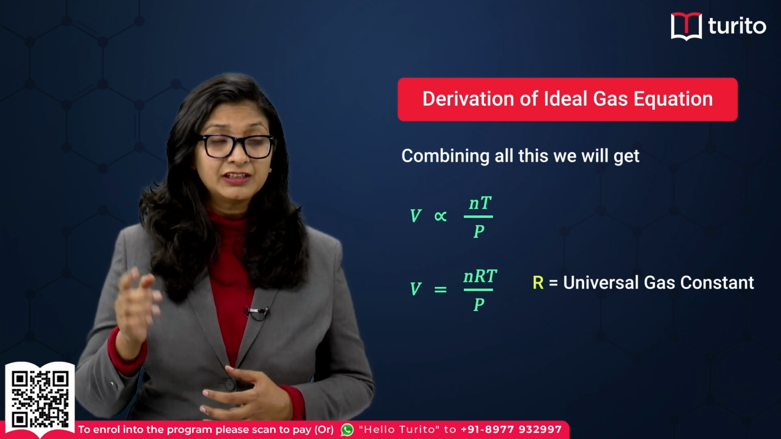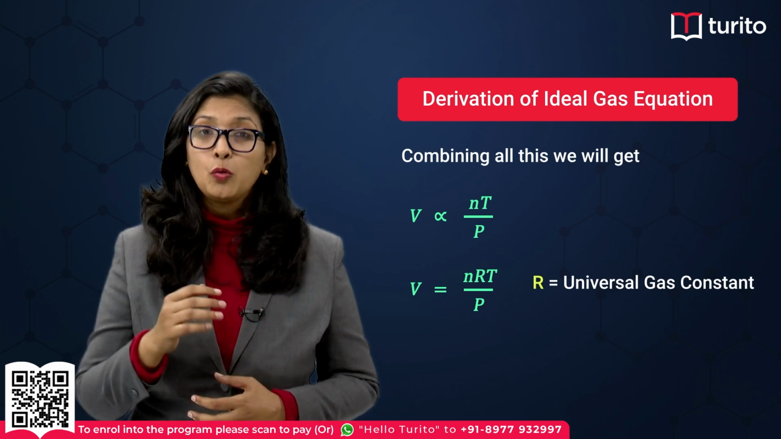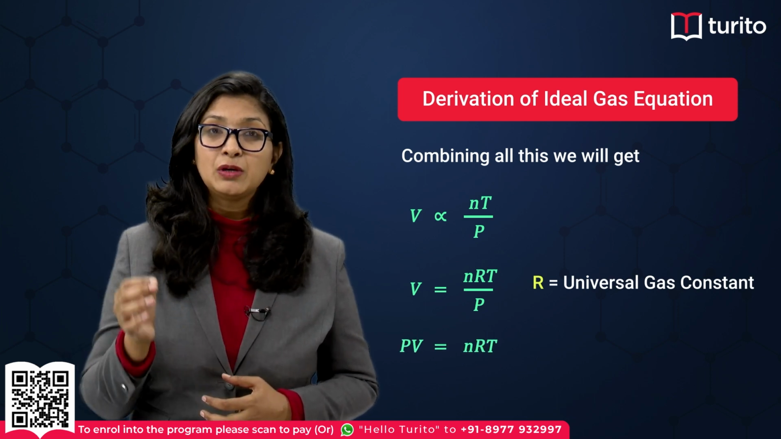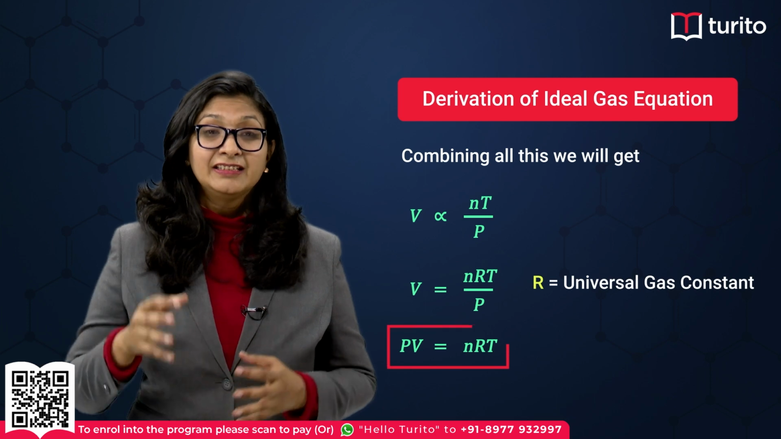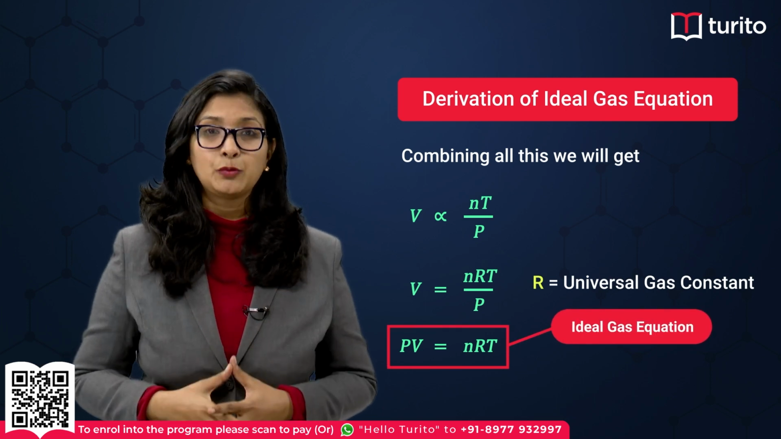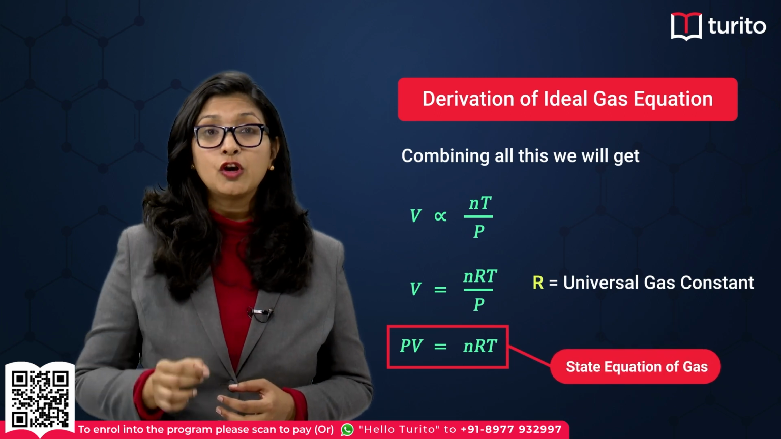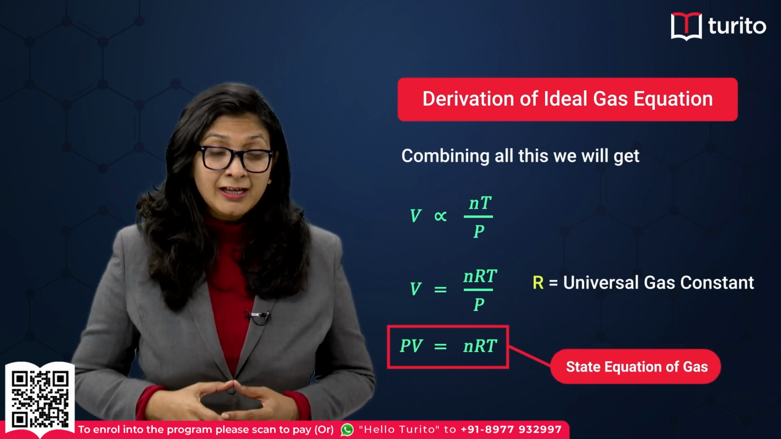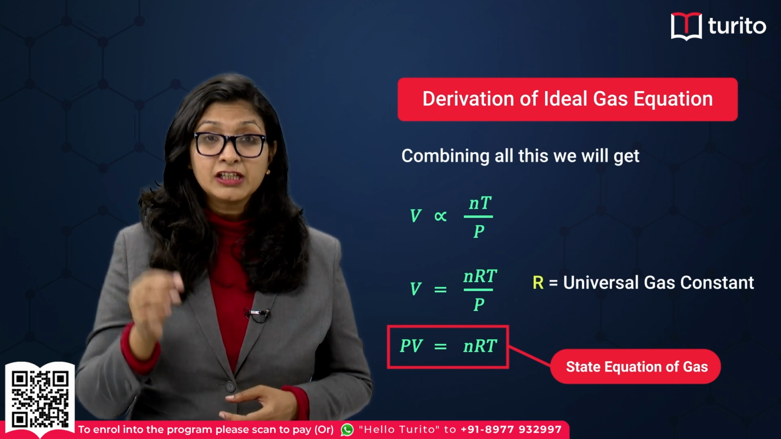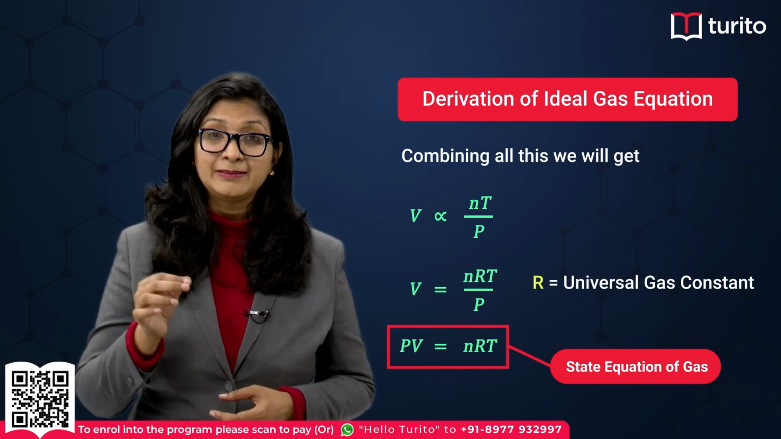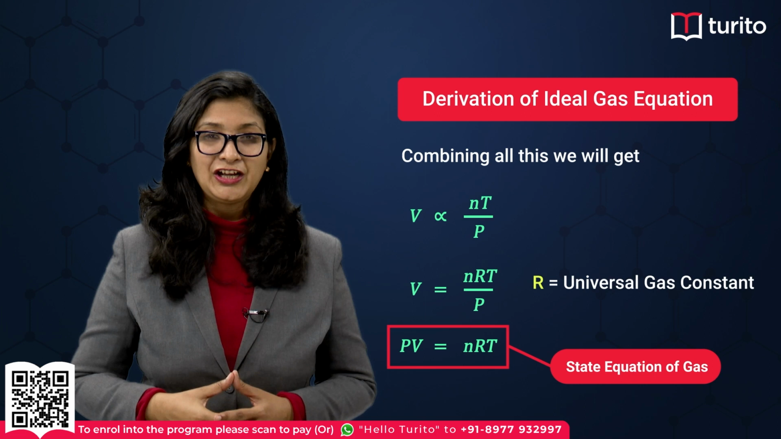Now let us transfer this P to the other side. What will we get? PV is equal to nRT. This is called the ideal gas equation, and it is also considered the state equation of a gas. Why? Because all the terms which determine the state of a gas are present in this particular equation.